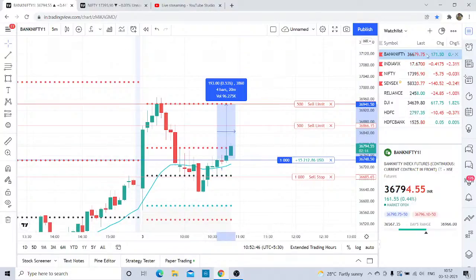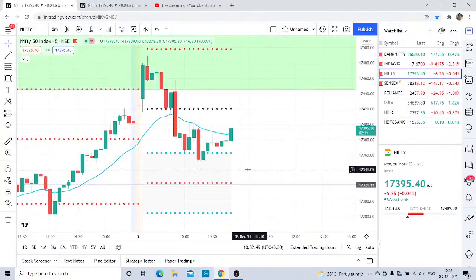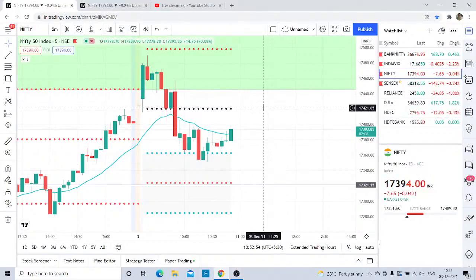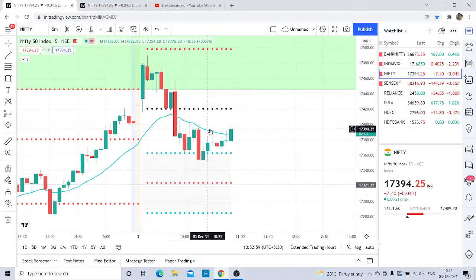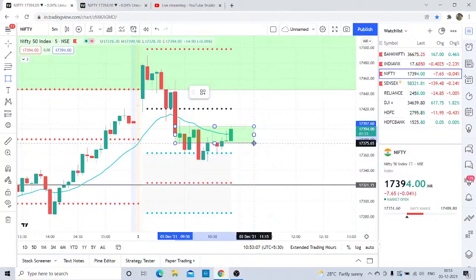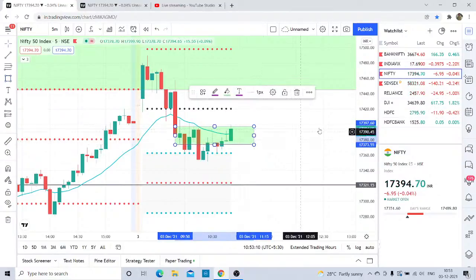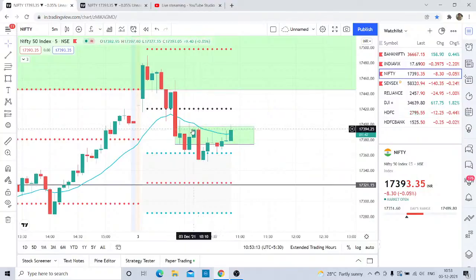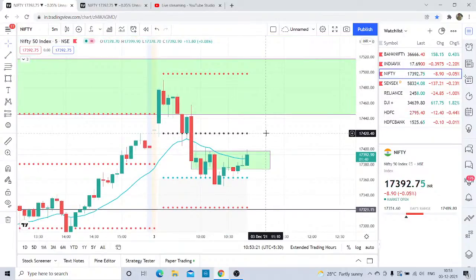Somewhere Nifty must be stopping it. Nifty is also trying to break this resistance zone. There is a resistance here in Nifty. It has to break this zone. If this is broken, then our target would be here. There is another resistance here, right? Previous day high. This will be our first target, and the second target would be here. See, again there is a resistance.